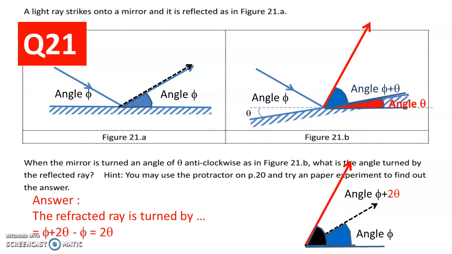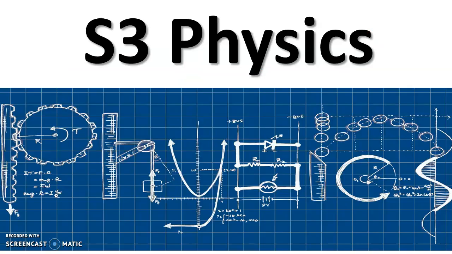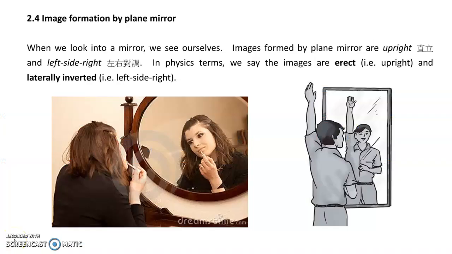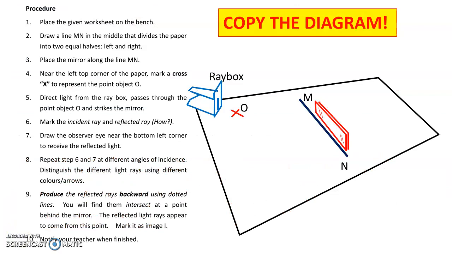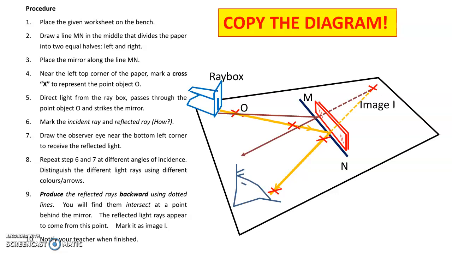Let's move on to the new pages. Open your book and start copying the notes carefully. 2.4 Image formation by plane mirror. In the last lesson, you have learned that only regular reflection produces images. In this lesson, we will investigate how images are formed by plane mirror.